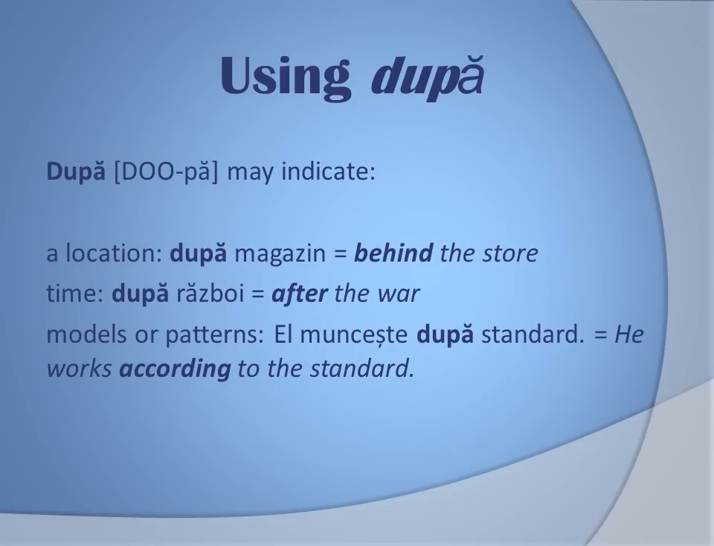Lastly, let's learn how to use the preposition după. This preposition may indicate a location, după magazin, behind the store, time, după război, after the war, or models or certain patterns. Here's an example. El muncește după standard. He works according to the standard.